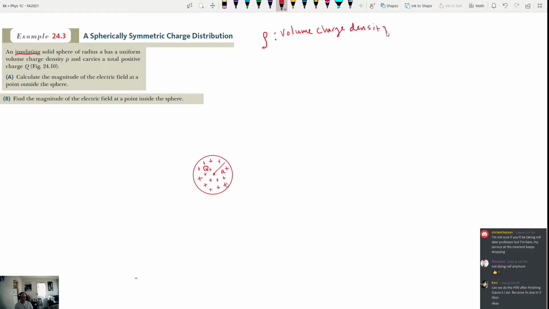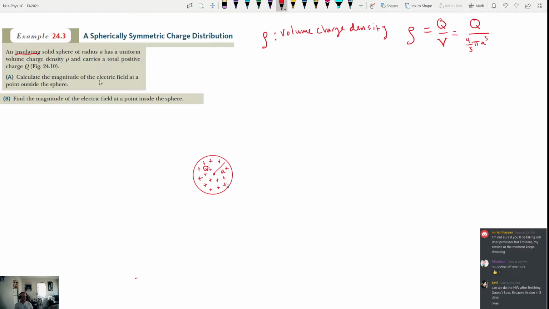And ρ is going to be equal to, in our case, capital Q divided by the volume of the sphere, which in this case is capital Q divided by 4/3 pi a cubed, because 4/3 pi r cubed is the volume of the sphere.